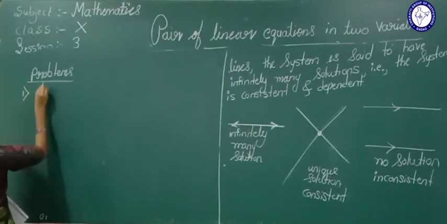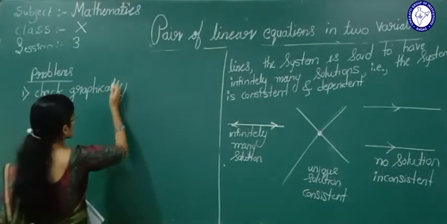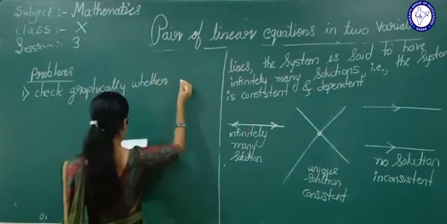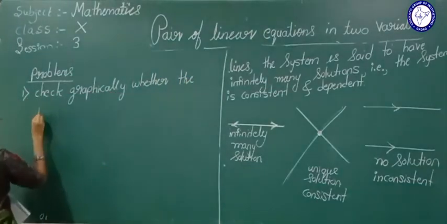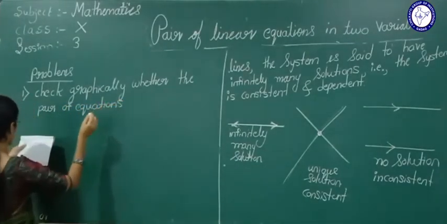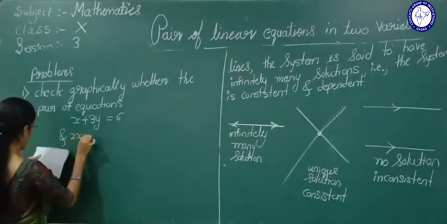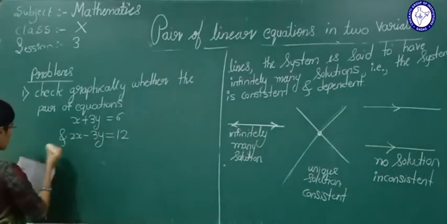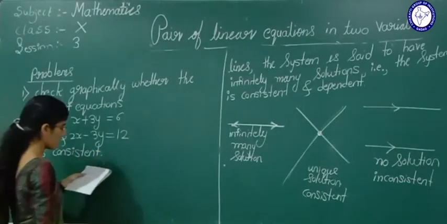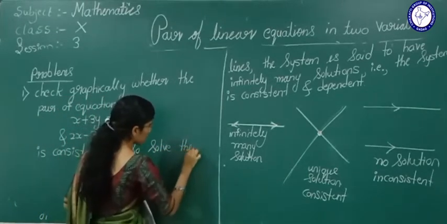Problem one: check graphically whether the pair of equations x plus 3y is equal to 6 and 2x minus 3y is equal to 12 is consistent. If so, solve them graphically.